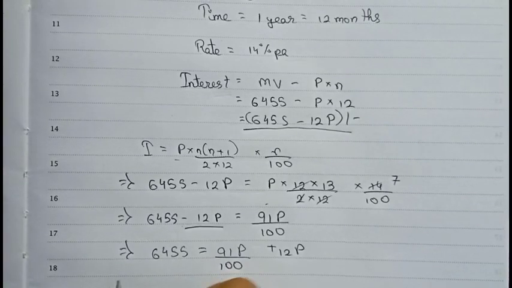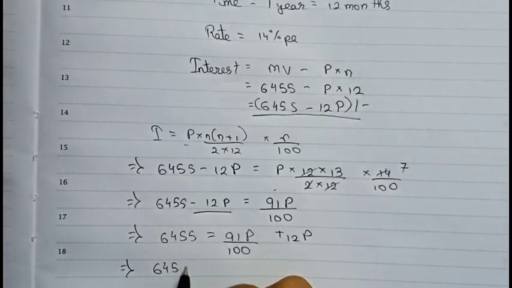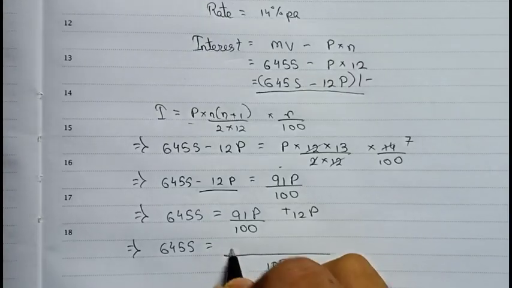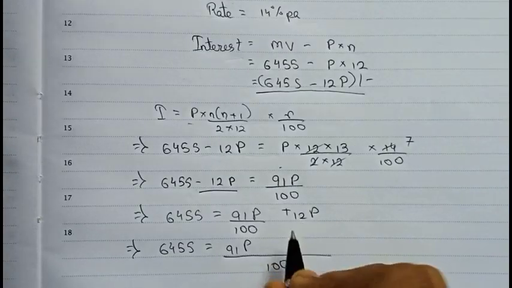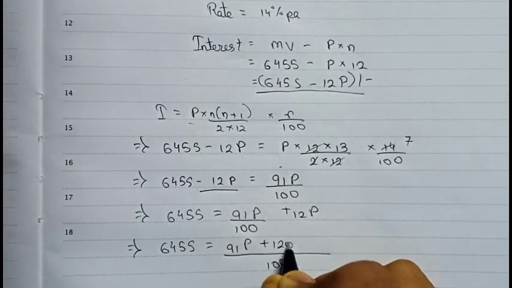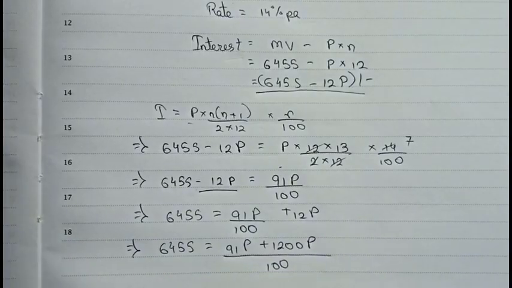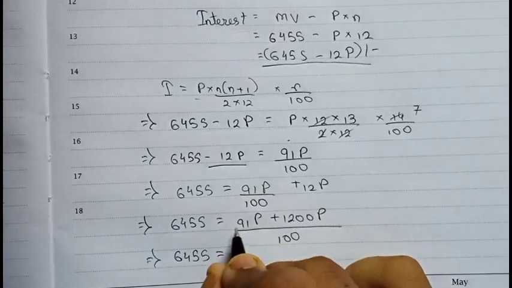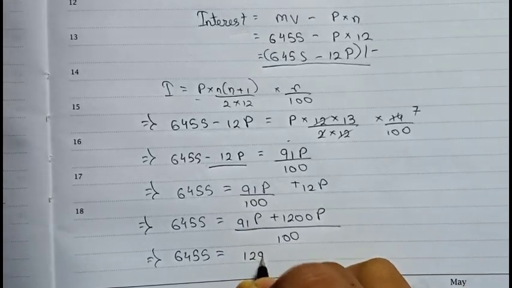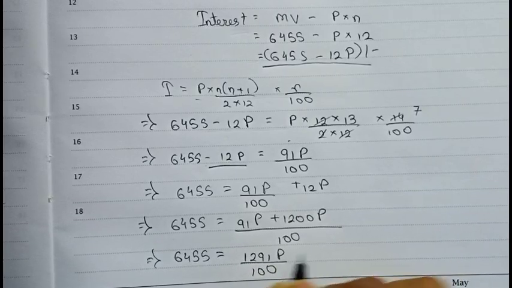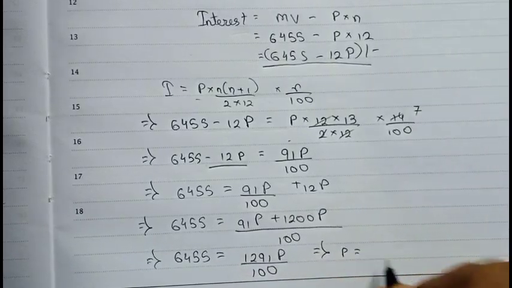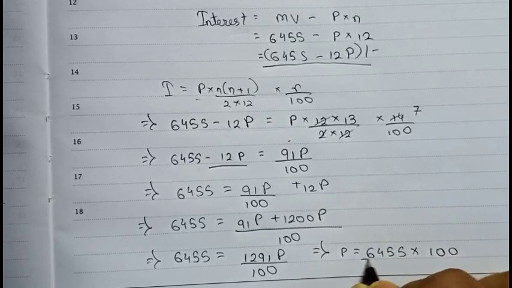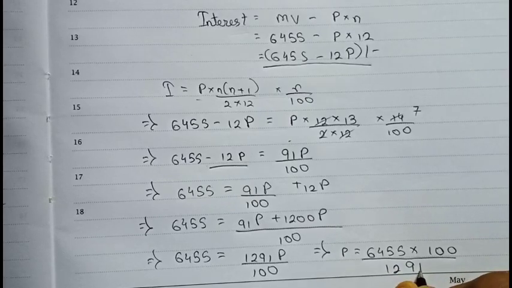Now we'll take the LCM here. So 6455 is equal to, 100 as LCM. So 91p will remain as usual. Now 12 into 100, that will be 1200, so 1200p. So 6455 is equal to 91p plus 1200p, that will be 1291p by 100. So rearrange it, it will become p is equal to 6455 into 100 by 1291.